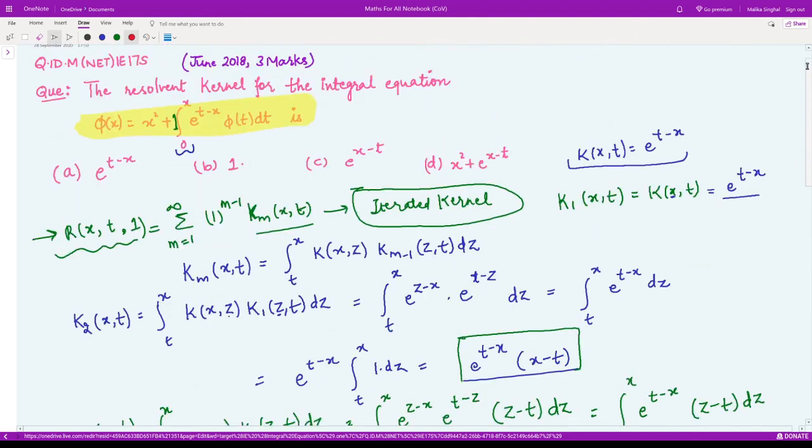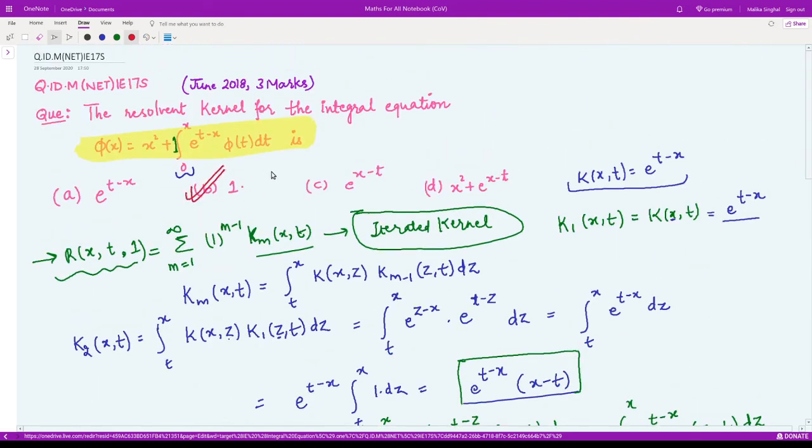Let us look at options. So option B is the correct option.